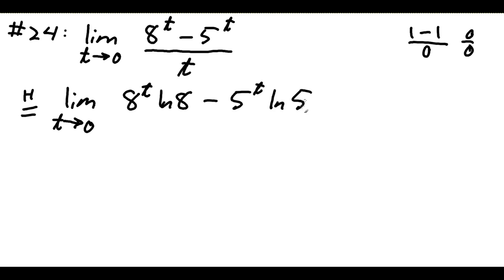I believe I misspoke there. I think I might have said 8t. I meant, of course, 8 to the t, 8 to the power of t there. We have these exponential functions, all divided by the derivative of the denominator, and the derivative of t is just 1.